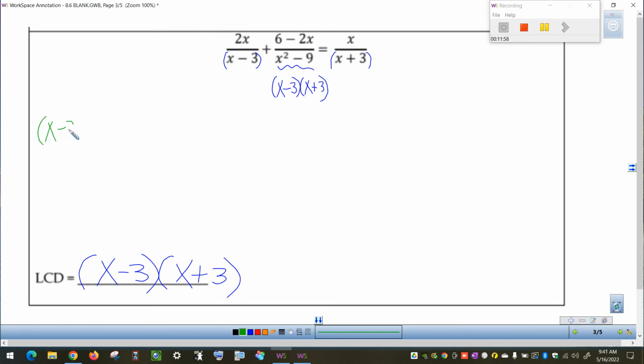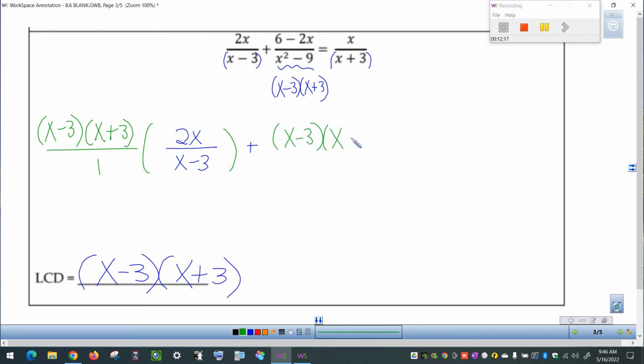This one is going to take a little bit more space to write out, but I'm going to write it out exactly the same way as I did before. So we're going to think about multiplying everything on both sides by the least common denominator. So here's the first part. It's always the least common denominator over 1. All right, so that takes care of everything on the left-hand side.